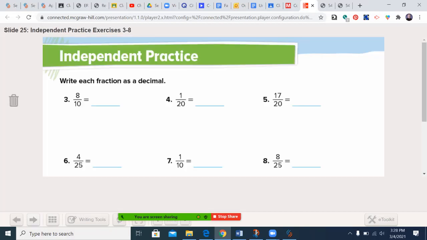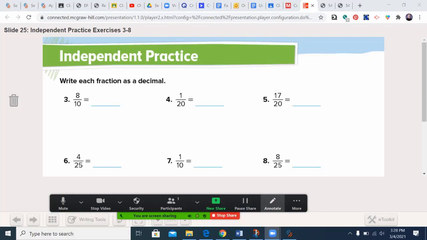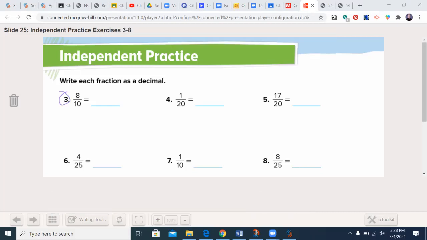I'm going to ask you to do number 3, 4, and 6. So let me highlight those here. 3, 4, and 6. You'll pause the video. You'll answer those 3 questions, and then we'll come back and see how you did. You may pause the video now.